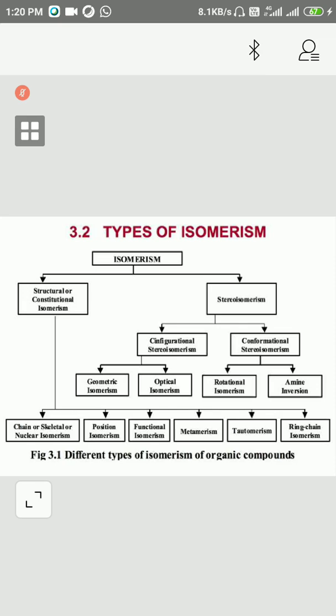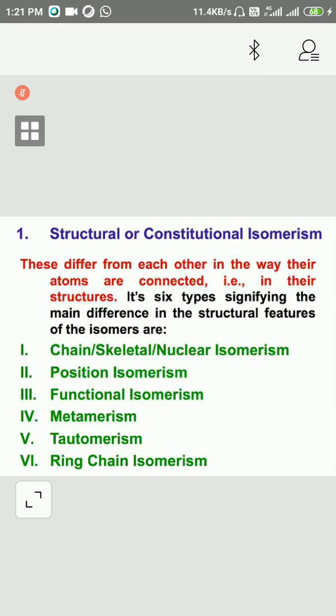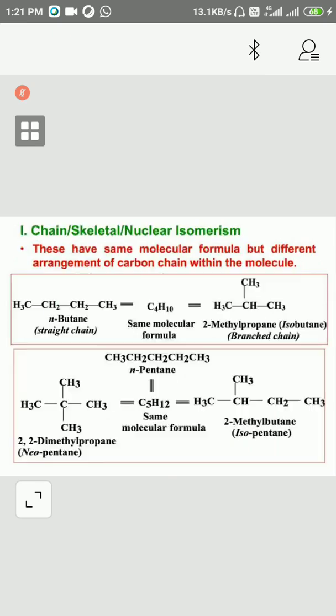Configurational isomerism again can be classified into geometrical isomerism and optical isomerism. Conformational can be divided into rotational and inversion. These are the different structural types, no need to discuss here: chain, position, functional, metamerism, tautomerism.